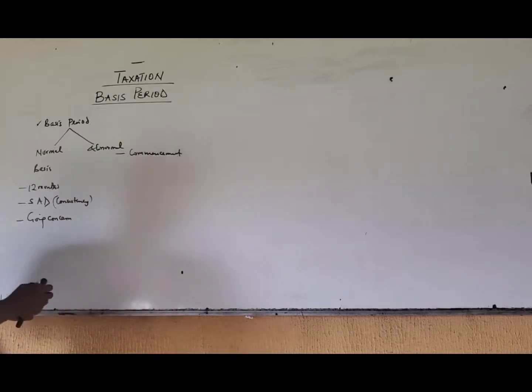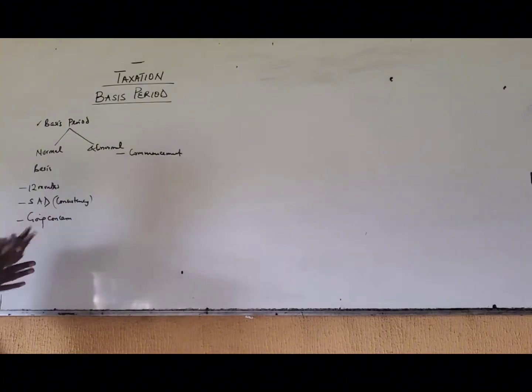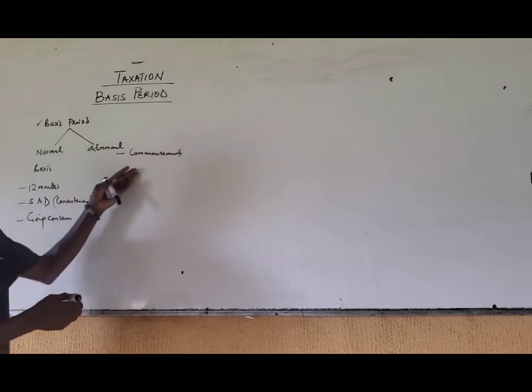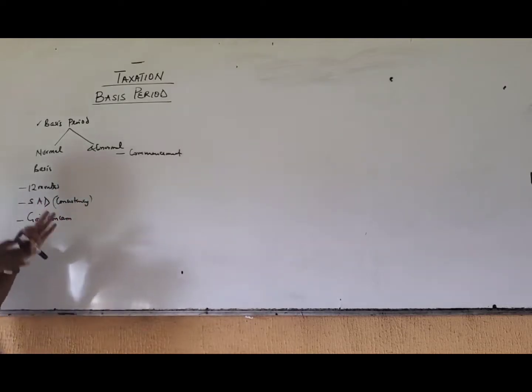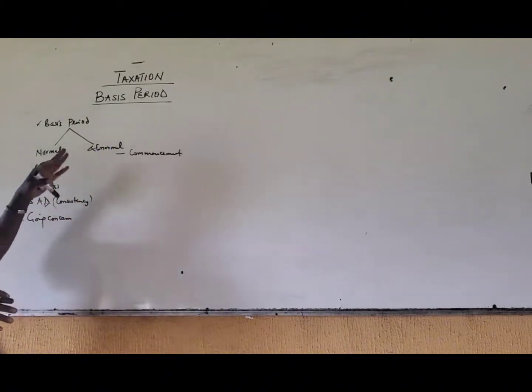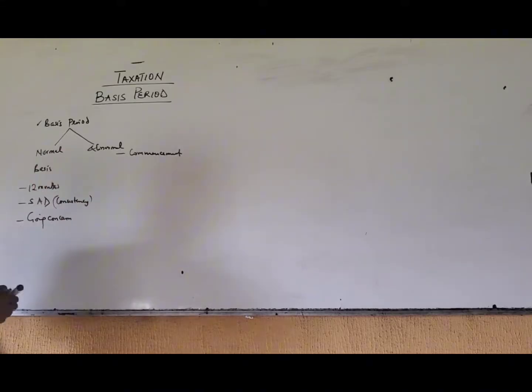Business may start operation, let's say 1st of March, and if the accounting year end is 31st of December, I think that's a period less than 12 months. So that is an abnormal basis period. So when a business commences newly, it happens to have an abnormal basis period.